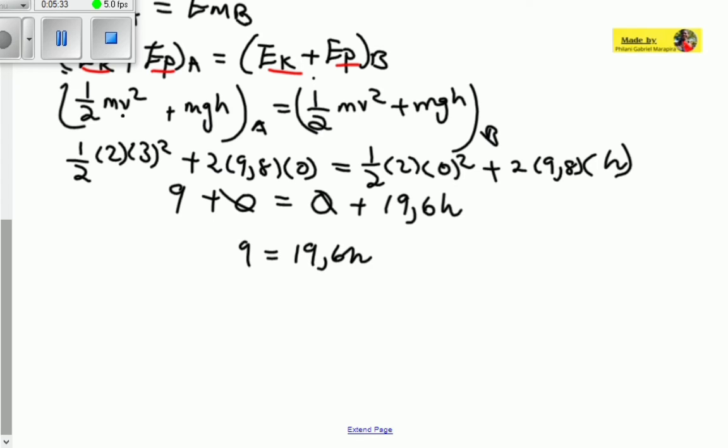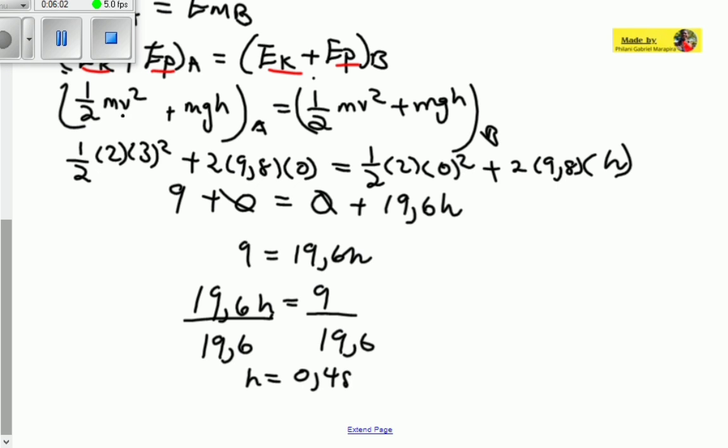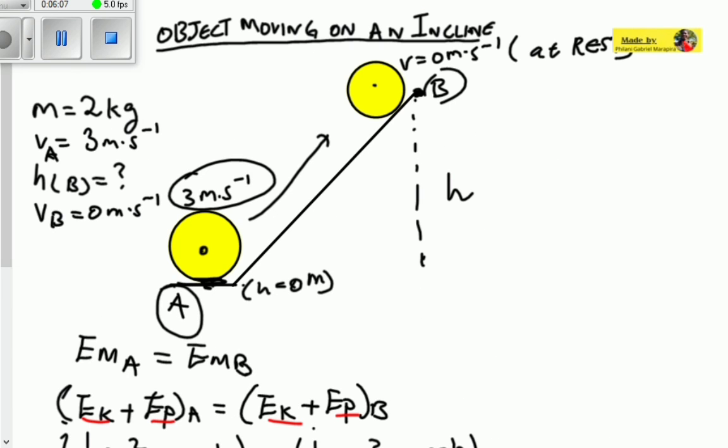I recommend you to actually write it this way, as 19,6h is equal to 9, so that your h will actually be equated to the answer, not the answer equated to the h. So here, what do we do? Can we say h is equal to 9? No. Why? It is because there is this 19,6. We have to get rid of it. So we divide everything by 19,6 over here as well as here. When we divide 9 by 19,6, we remain with a height of 0,46 meters. So this tells us that the height at position number B is equal to 0,46 meters.